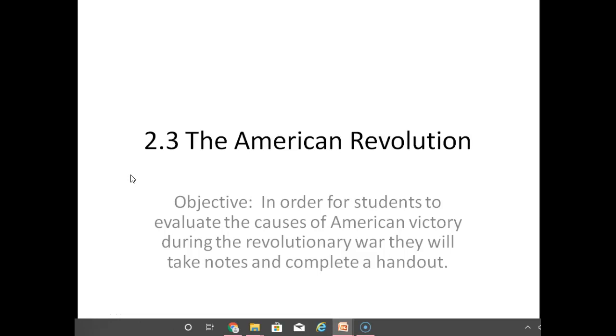This is 2.3, the American Revolution. The objective for today is for students to evaluate the causes of the American victory during the Revolutionary War. You're going to do this by taking the notes in this lesson and then completing a handout or an assignment.